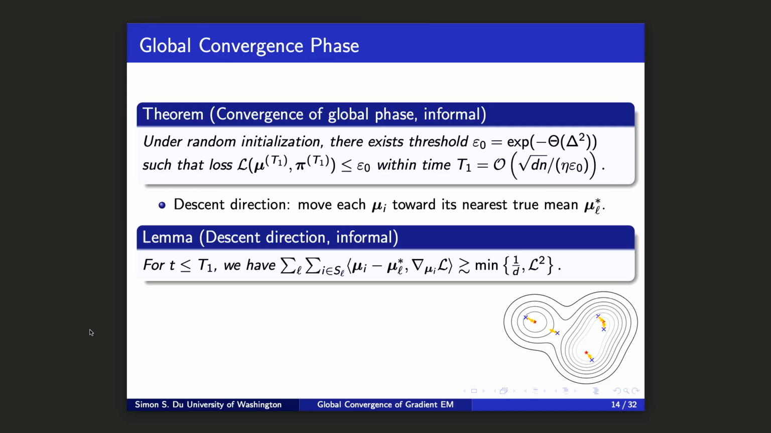In the local phase, actually we don't want any kind of hard threshold. We only want the loss on the right hand side. But for the global phase, when we convert to 1 over d, we are at this threshold. So this is our goal, and basically the descent directions are these yellow lines. Sorry, it's a bit small. It's the difference between our mean mu I and the ground truth, say mu L star.